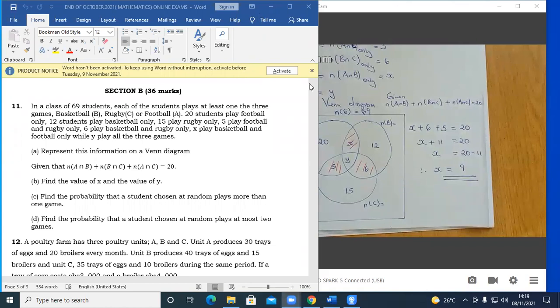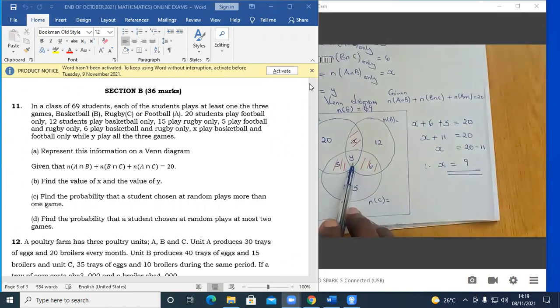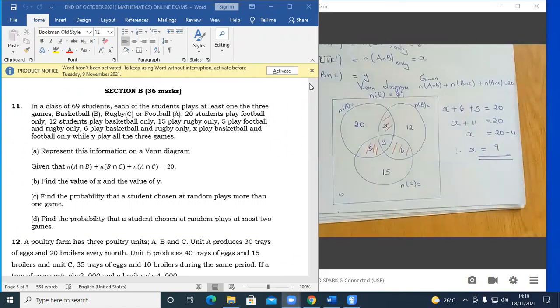Now, do we stop there? We also have to find the value of Y. Are we going to find the value of Y? Who can tell us how we are going to find the value of Y?